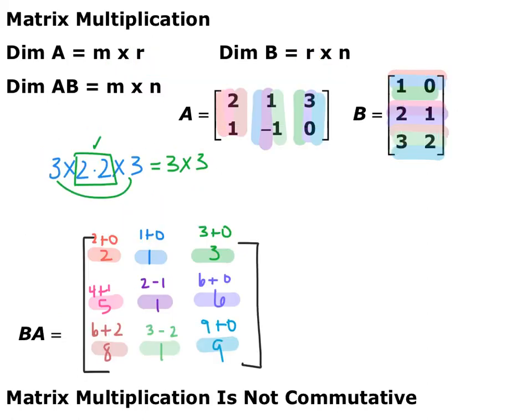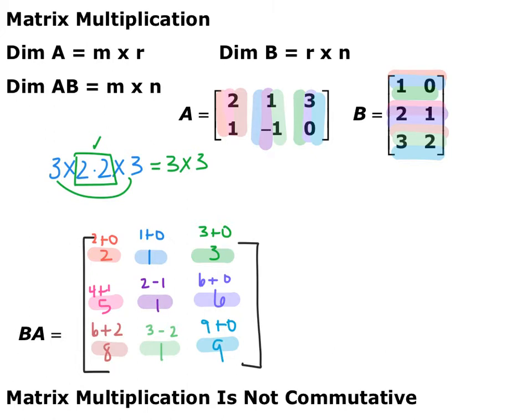So now you're going to be looking at the rows of matrix B and the columns of matrix A. For first row, first column, you're going to multiply first row, 1 and 0, times the first column, 2 and 1. So 1 times 2 is 2, 0 times 1 is 0, you end up with 2. For first row, second column, you're going to go first row, second column. So 1 times 1, 0 times negative 1, you end up with 1. So on and so forth, you should end up with 3, 5, 1, 6, 8, 1, 9.